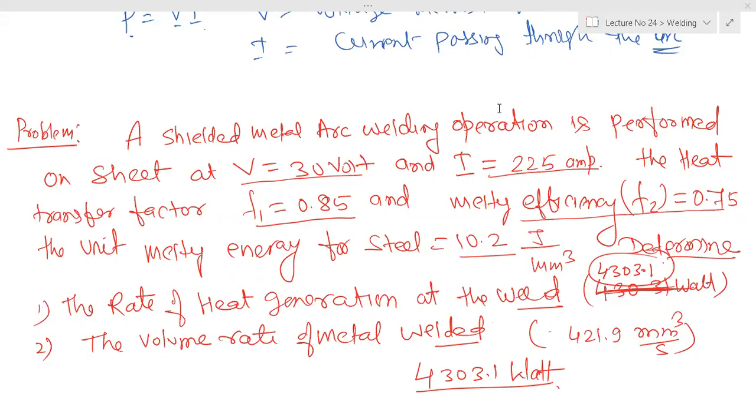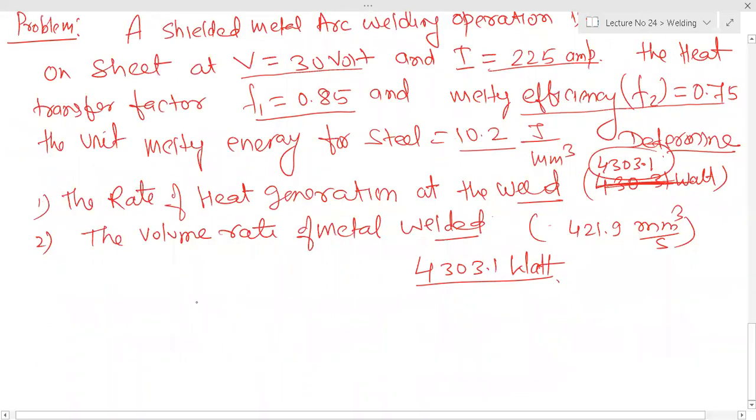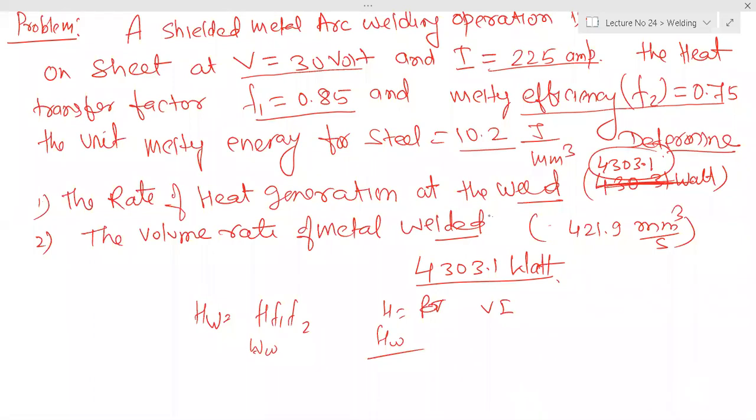Just put the values, get the answer, right? So your HW is equal to H into f1 into f2, where H will be your VI. And then the volume rate you can calculate as HW divided by UM, right? Everybody got the answer, I think.